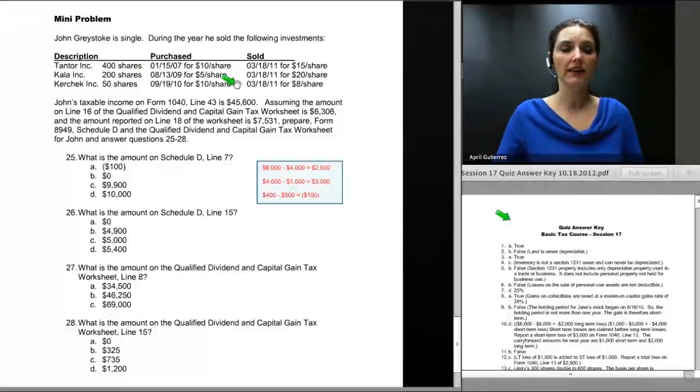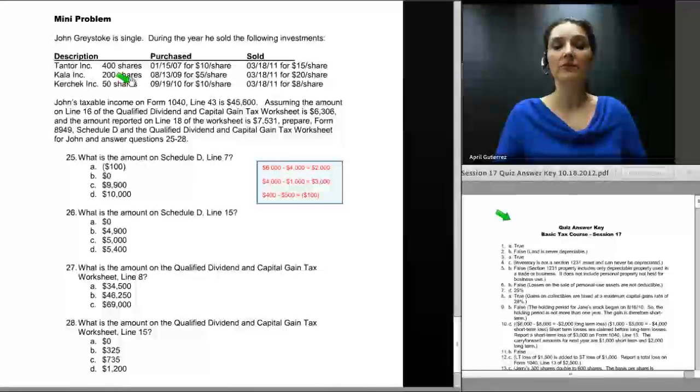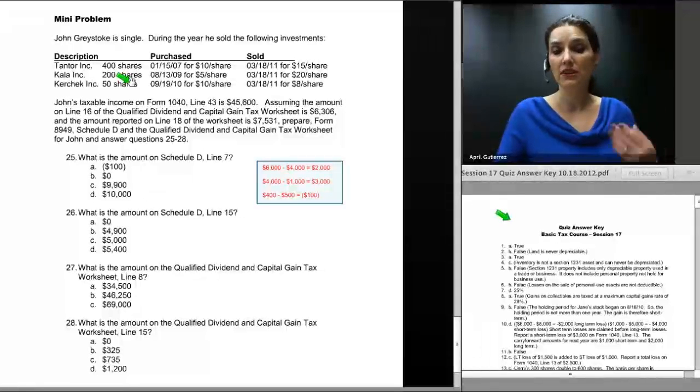And there's a couple things we need to look at here. Firstly, we look at the acquisition dates versus the sales date. All three stocks were sold on the same day, March 18, 2011, but the purchase dates vary. We have a 2007 purchase date, a 2009 purchase date, and a 2010 purchase date. Well, it's clearly evident that the Tantor Inc. and the Cala Inc. are long-term transactions. The Kerchak, although it was purchased in 2010, was not purchased a full year ago. It was purchased only a few months ago, and therefore the Kerchak Inc. is sold short-term. Now let's see what else the problem has to say.